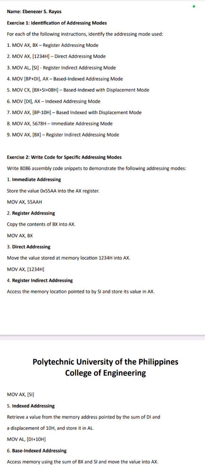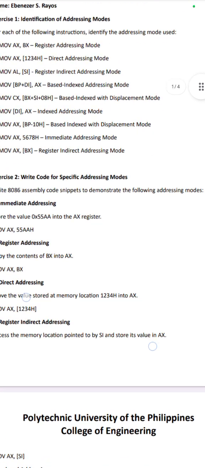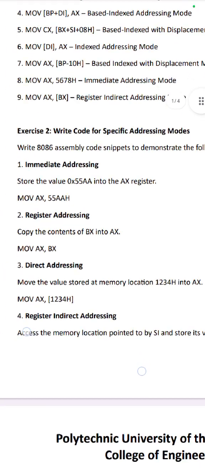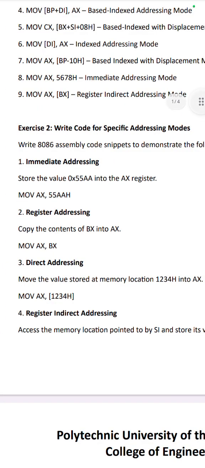Number 2, register addressing. Copy the contents of BX into AX. MOV AX, BX. The contents of the register BX are copied into AX. This operation is fast as it only involves register to register transfer.